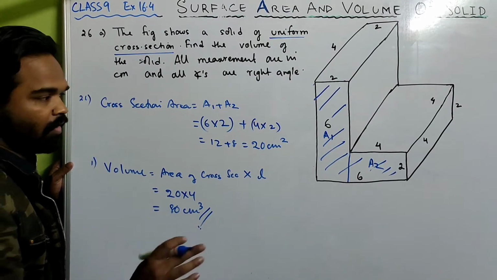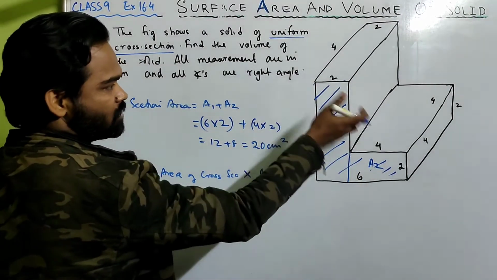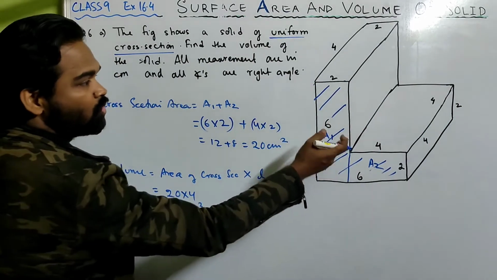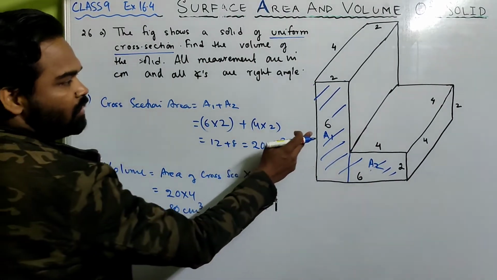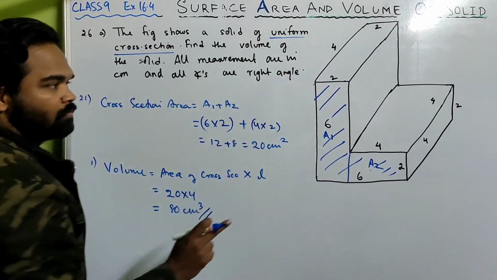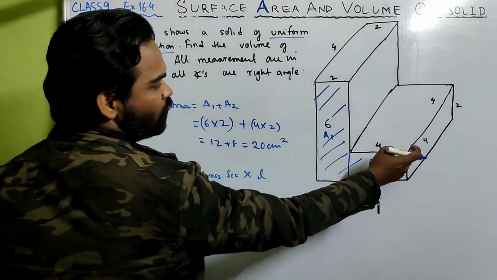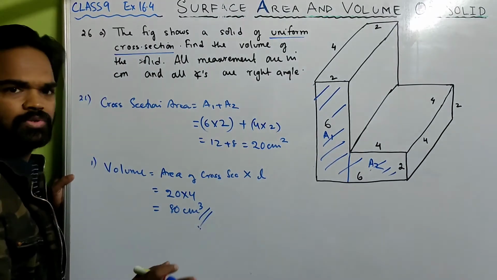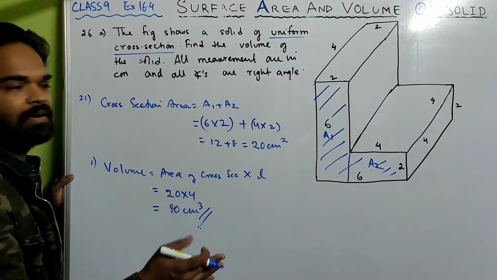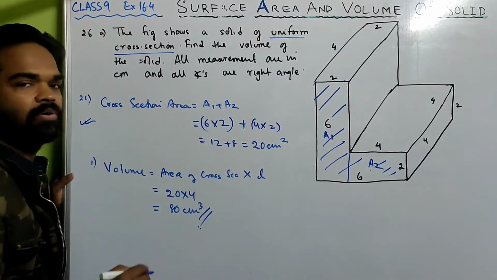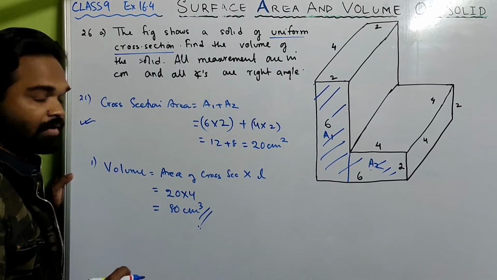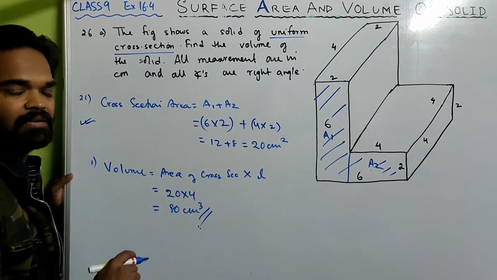Am I clear? The other way, you can convert this entire figure into two cuboids. Look, 6, 2 and 4 are the dimensions of the first cuboid, and the second cuboid will be 4, 4 and 2. You can do it like that also. Find the volume of both the cuboids and add it. Otherwise, this is the best way to do this sum. Done. Now let us look at the next sum.